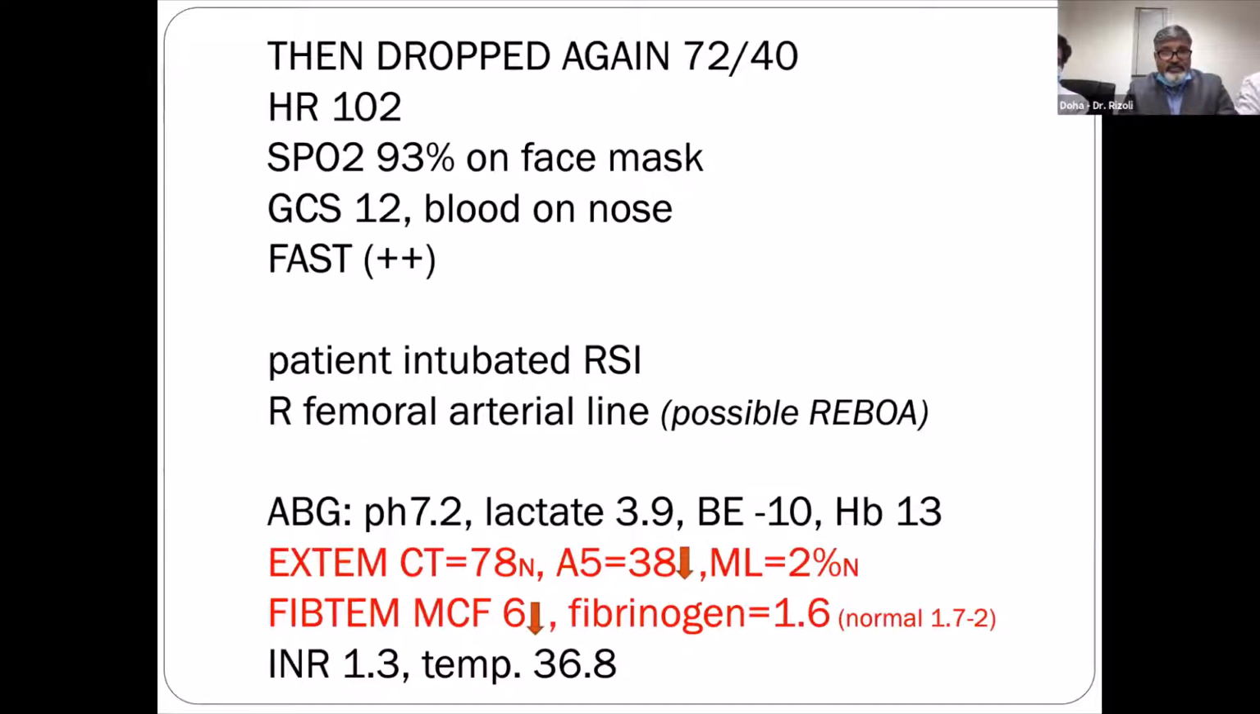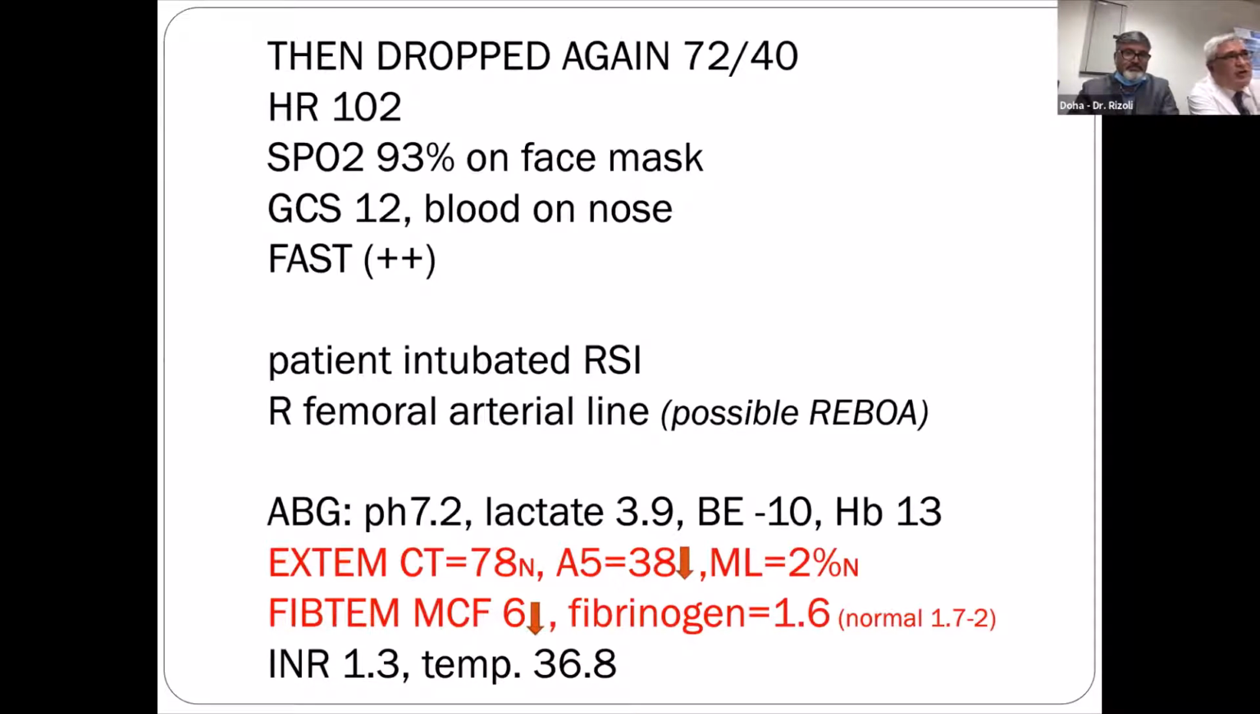We also thought that the patient might be a candidate for REBOA. So we put in a right femoral arterial line. By this time, the ABG was reported, which showed that the pH was 7.2, lactate was around 4, there was a base deficit of -10, and the hemoglobin was 13. And the ROTEM results, which came on later, showed the following results. Dr. Rizoli will talk about the ROTEM results.